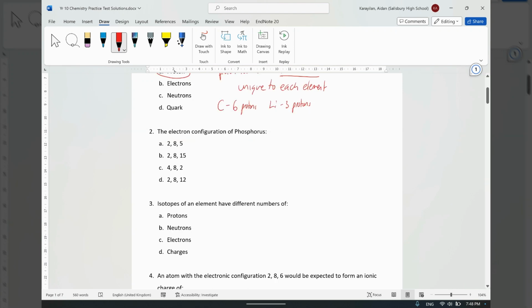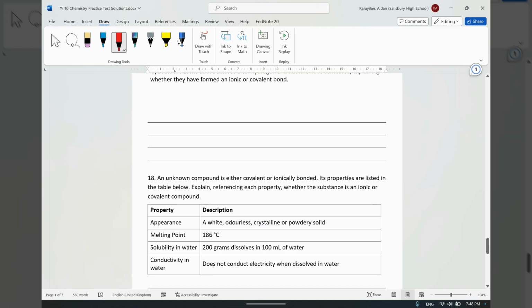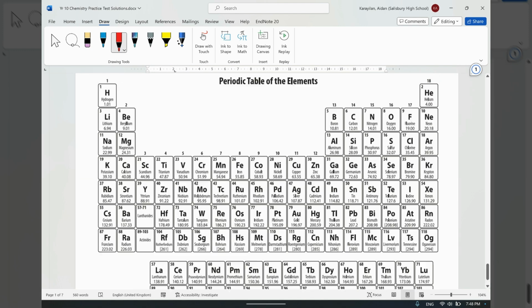Okay, so the electron configuration of phosphorus. To work this out, we need to first scroll all the way down to the periodic table. You should have access to this anyway. We're going to find phosphorus, just here, number 15. Now, phosphorus is atomic number 15, which means it has 15 protons. And when it is neutral, so it has no excess charge one way or the other, the number of protons equals the number of electrons. So that means 15 protons and 15 electrons.